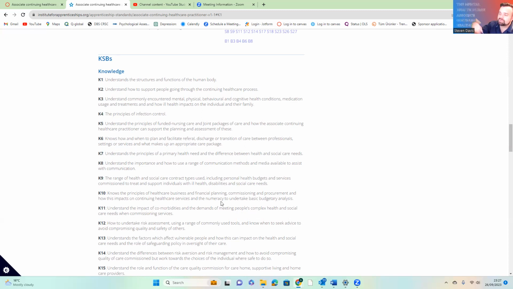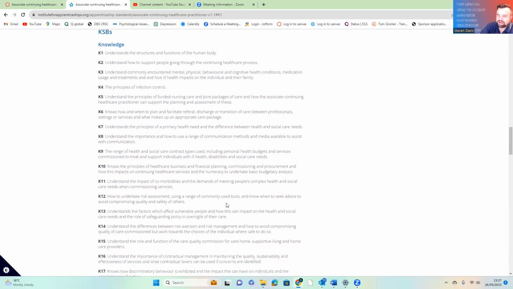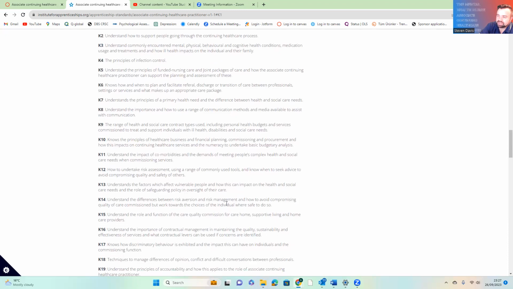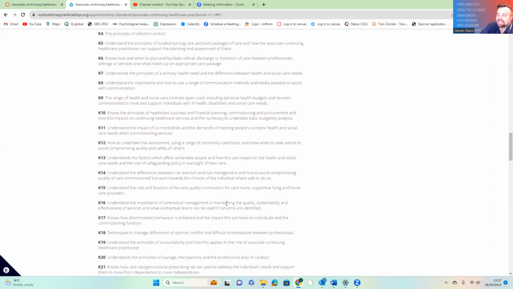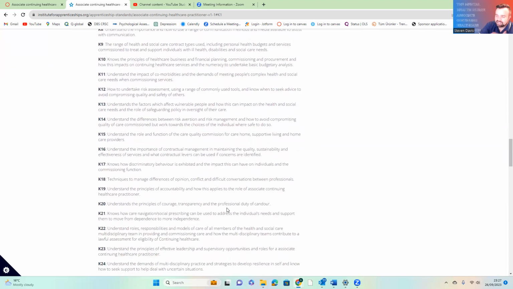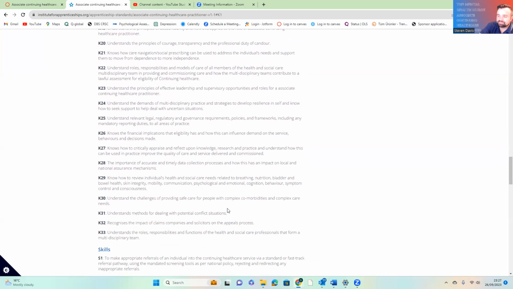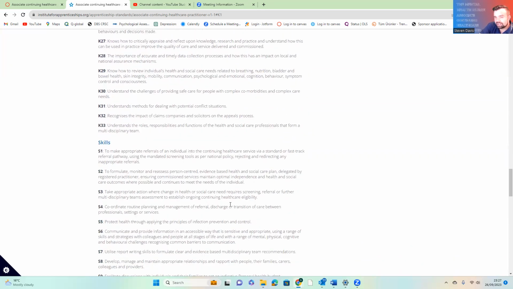And as we run through things like communication, using personal budgets, principles of healthcare business and financing, core morbidities, undertaking risk assessments, using a range of assessment tools, looking at quality assurance, understanding factors around vulnerability, understanding the functions of the CQC. It's all there, right?